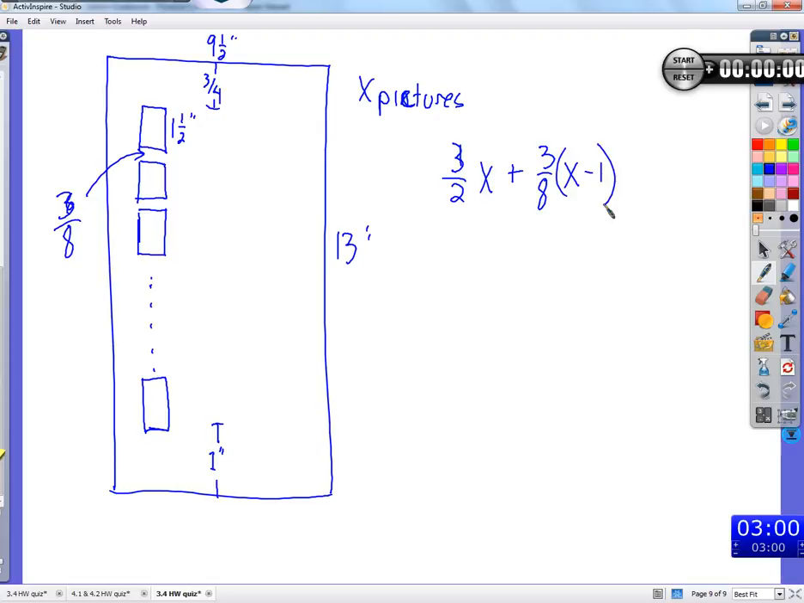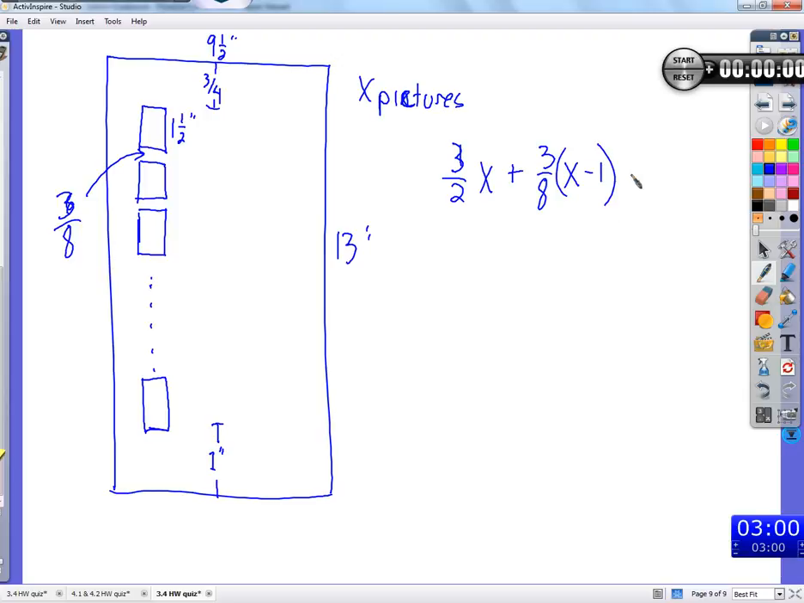So 3 halves times x, that's the space that the pictures take up. 3 eighths times 1 less than x, that tells us how much space the spaces in between them take up. Okay, so we add those together. And what, should we get something specific? Do we need to add more on, or what? We need to add the margins.